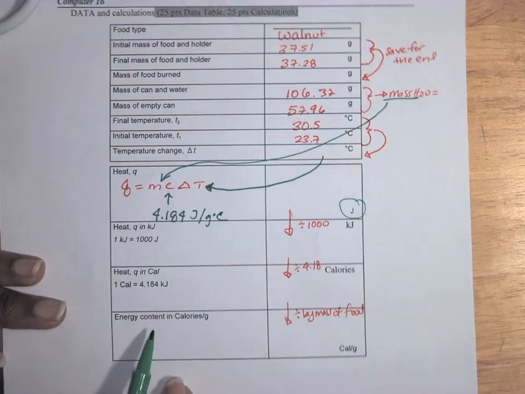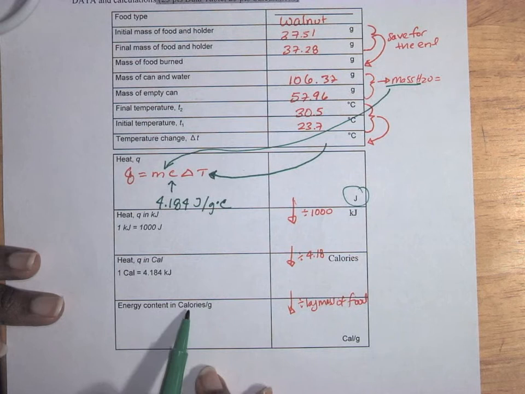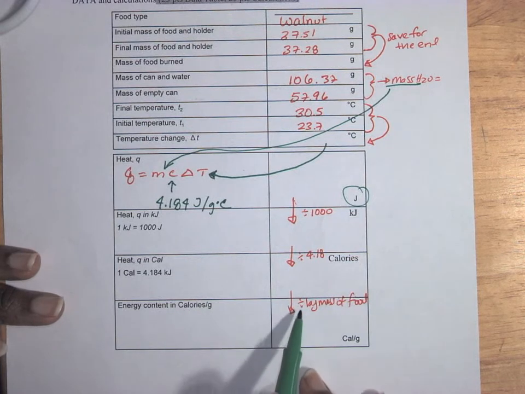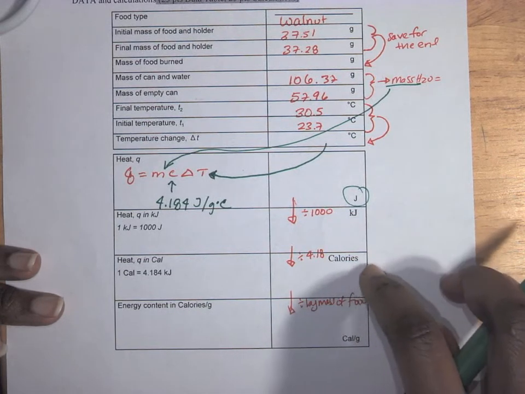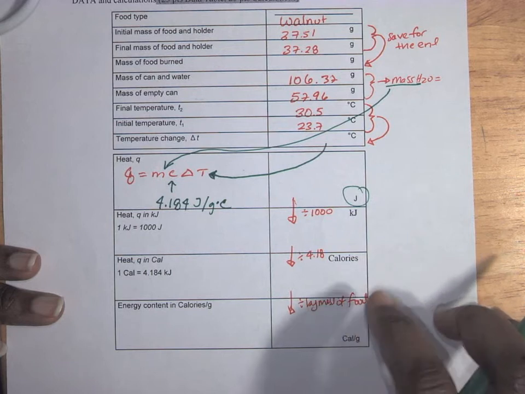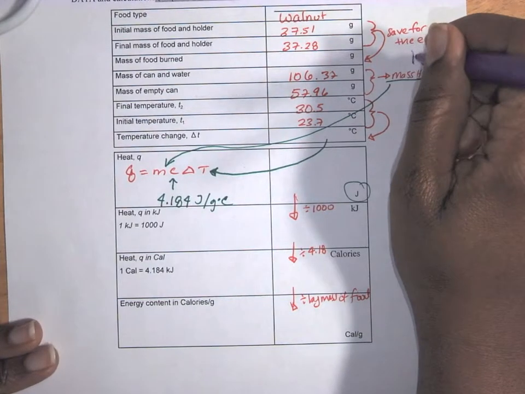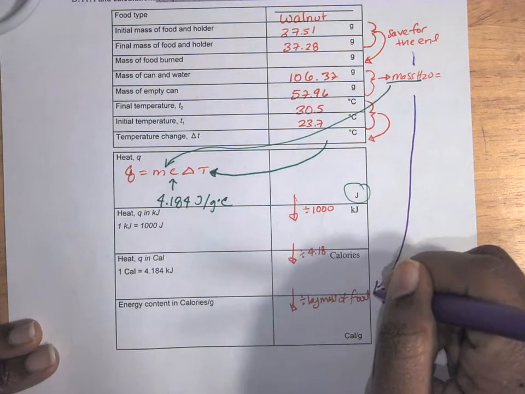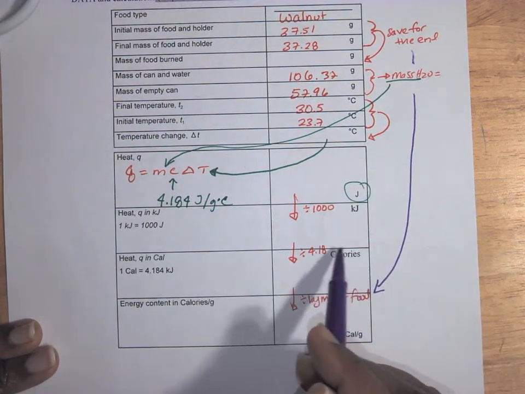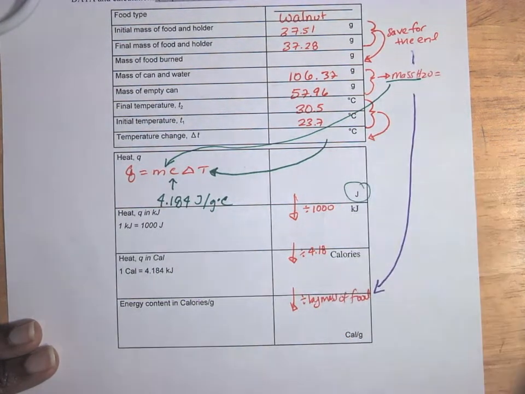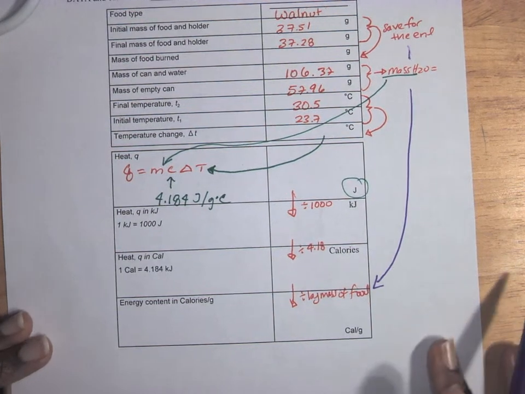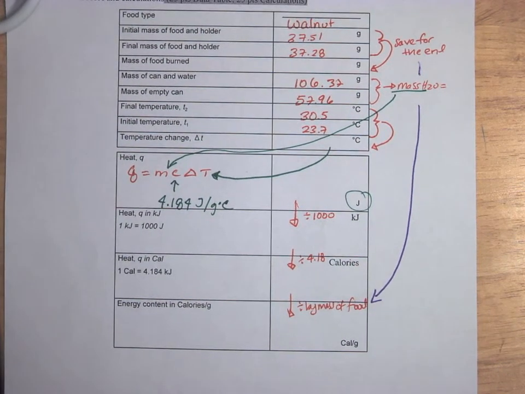And finally, the last thing is to get the energy content in calories per gram, so you're going to divide your energy in calories by the mass of the food. So remember when I said to save this for later? This is where this comes into play. You're going to divide the number that you get here by the mass of the food that you got up there. All right, so if you need to rewind the video, you can do that, so you can go over these calculations and check your work.